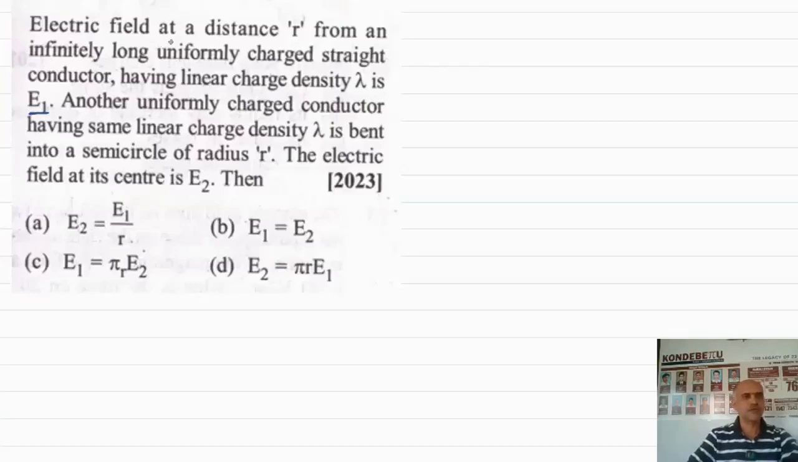Now first problem. The electric field at a distance r from an infinite long charged straight conductor having linear charge density lambda is E1. Another uniformly charged conductor having the same linear charge density is bent into a semicircle of radius r. The electric field at its center is E2. Then you are required to find which relation is correct.